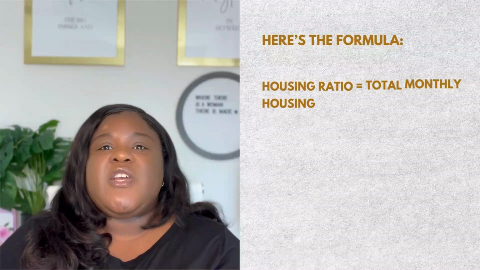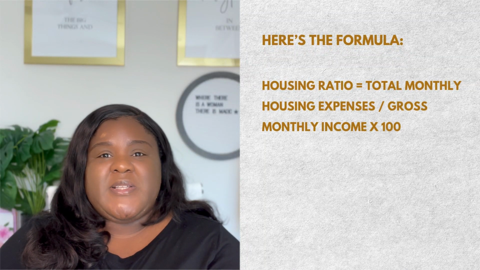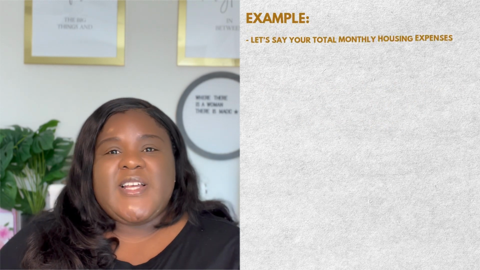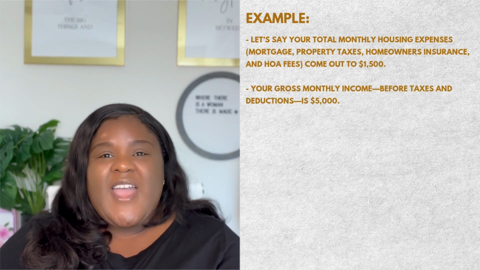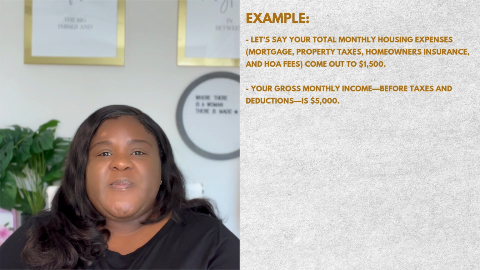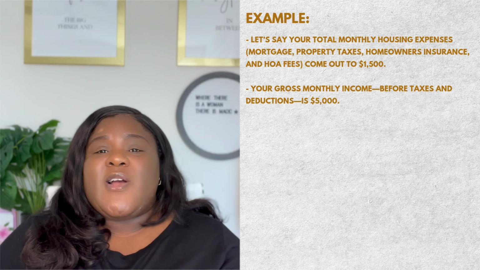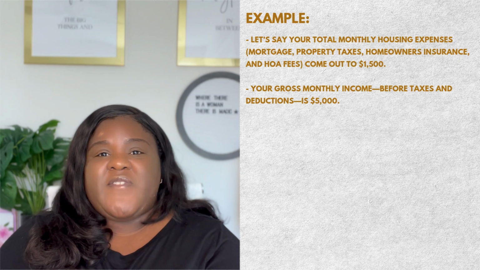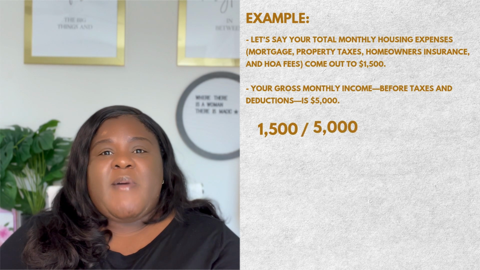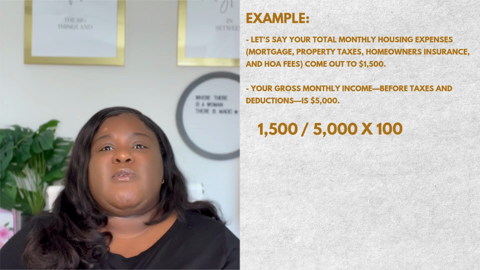Okay, so how do you calculate your housing ratio? It's actually pretty simple. Here's the formula. Housing ratio equals total monthly housing expenses divided by gross monthly income times 100. Let's walk through an example. Let's say your total monthly housing expenses, mortgage, property taxes, homeowners insurance, and HOA fees come out to $1,500. Your gross monthly income before taxes and deductions is $5,000. So here's the calculation.